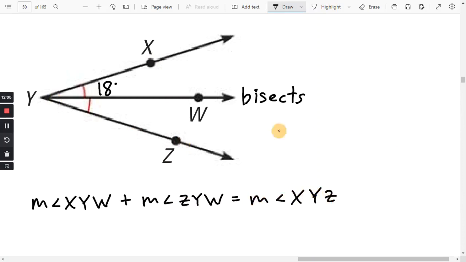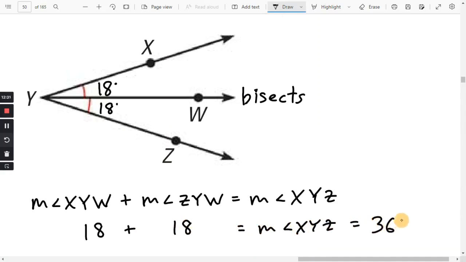If this one is 18, this one here is also 18 because they're both marked congruent, and they said this was a bisector. So it's just 18 plus 18, and that equals the measure of angle XYZ. And of course, 18 plus 18 is just 36. And that's in degrees.